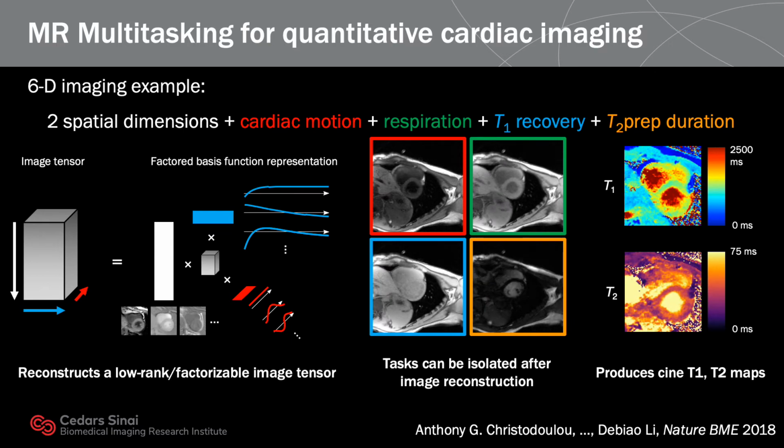Once multidimensional images are reconstructed, individual dynamic processes can be isolated, as shown in the middle, or quantified over all motion states, as shown on the right. Our first application was a motion-resolved T1 and T2 mapping of the heart, consisting of 6 dimensions.